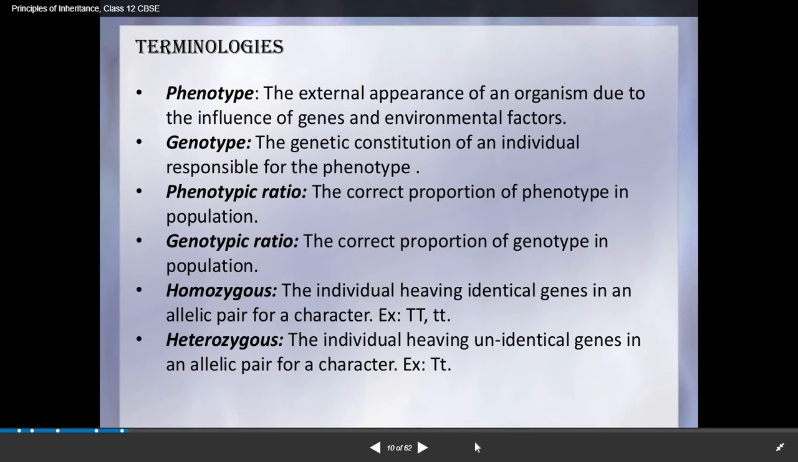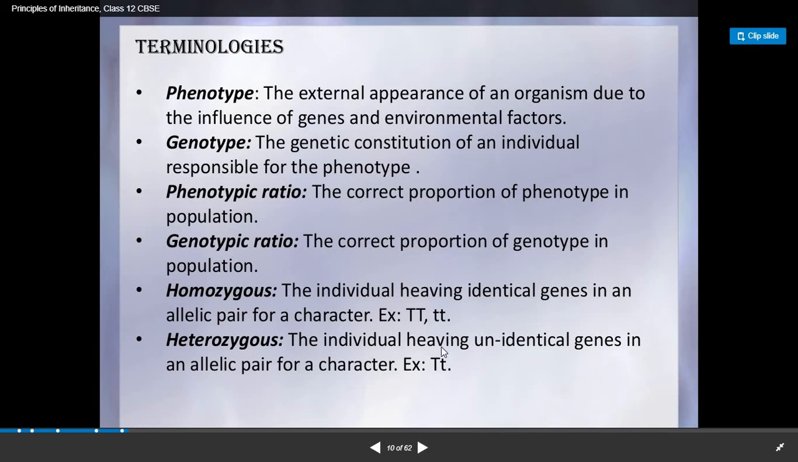What is homozygous? The individual having identical genes. Identical means the same genes in an allelic pair for a character. Example, that is capital T capital T or small t small t. So here you can see both the T's are similar, so they are known as homozygous.